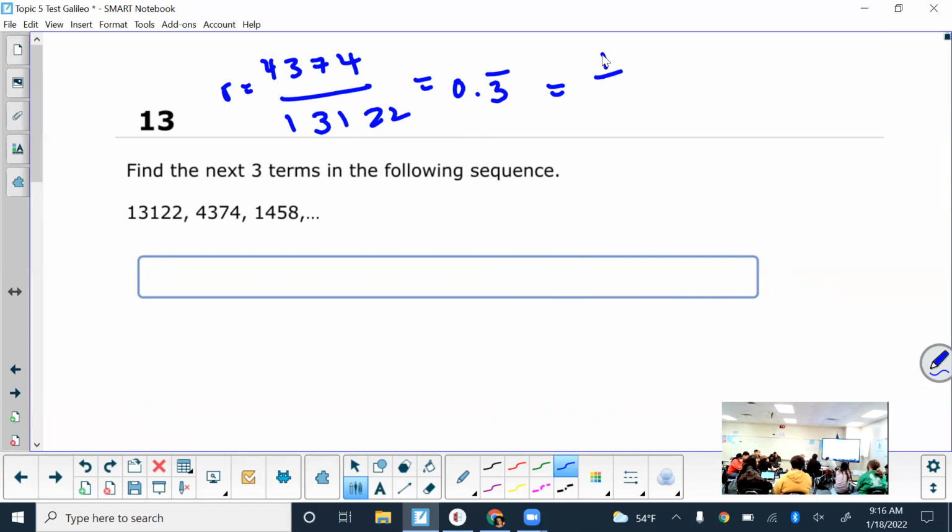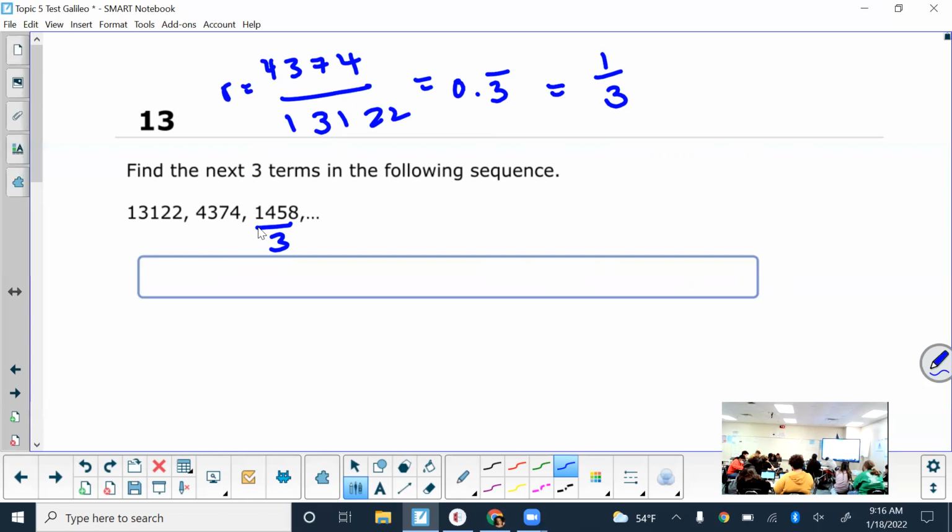It's 1/3. A lot of calculators have fraction to decimal buttons. Use it, but sorry, I don't know how else to tell you how to get from 0.3 repeating to 1/3 other than memorizing. So that's my common ratio. So that's what I'm multiplying by each time. Or in other words, I'm basically dividing by 3 each time. Same thing. So to find my next term, I need to divide this by 3.